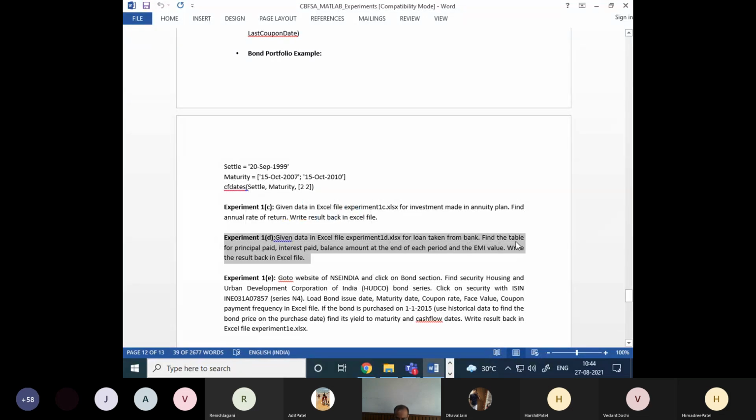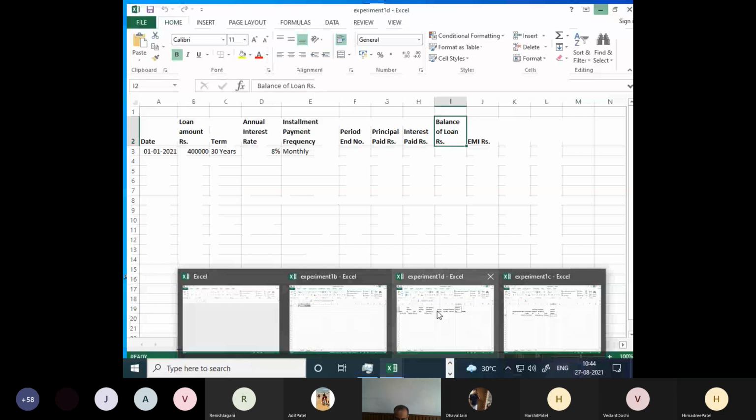For a loan taken from a bank, find the table of principal paid, interest paid, balance amount at the end of the period, and EMI value. Write the result back in the Excel file. So you have to write the result back. Remember, here the input is Excel, and the output is also Excel. I have given this Excel file, which is experiment 1D.